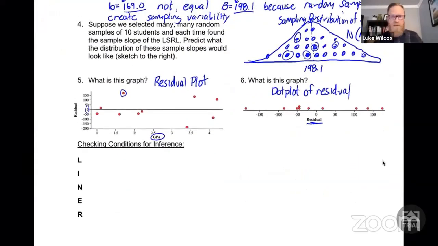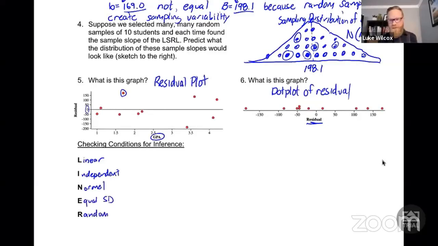And don't freak out, there are 5 conditions for inference. I know we're used to 3 conditions generally when we're doing inference for means or proportions, but a couple of these are gonna look very familiar to you. So let me tell you first what they are, and then we'll start with the ones that we already know how to take care of. So there is this acronym LINER, which will help you to remember the 5 conditions, which are linear, independent, normal, equal standard deviation, and random.